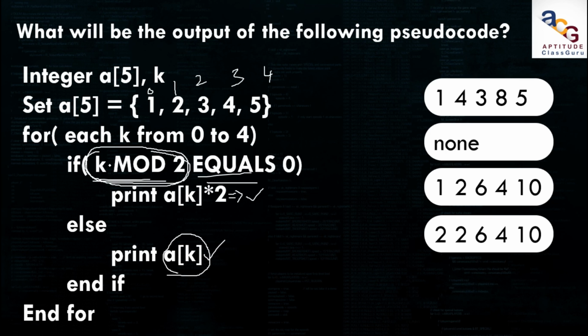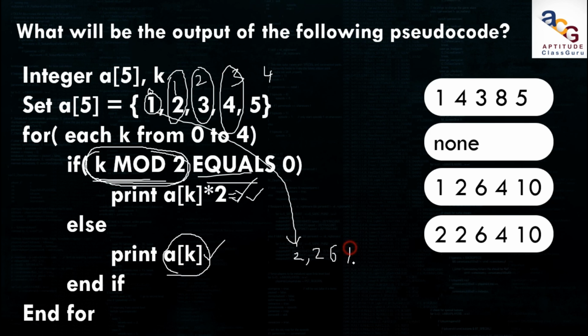What is a of 0? 0 mod 2 equals 0, because 0 mod 2 is also 0, so you have to double it. First you have to multiply 1 by 2, so 2, comma. The next position is an odd position, so directly print it. The next position is even, so double it. The next position is odd, so write it the same. The next position is even, so double it again. 2, 2, 6, 4, 10 is the answer, which is the fourth option.